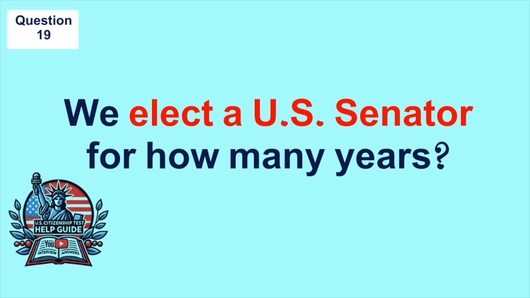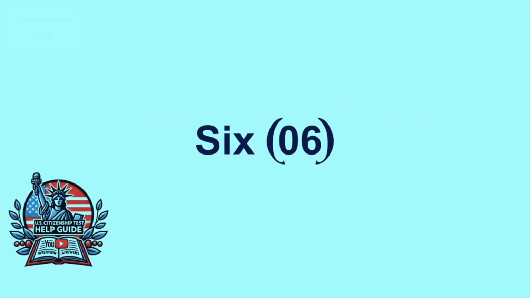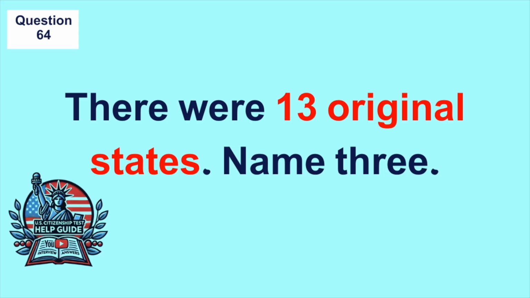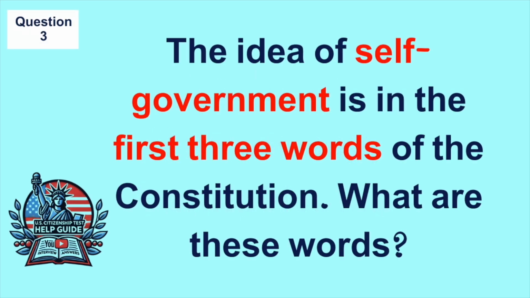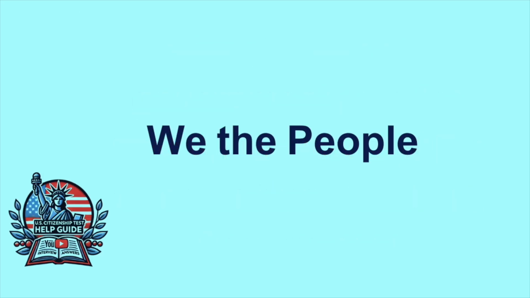We elect a U.S. Senator for how many years? Six. There were 13 original states. Name three. New York, New Jersey, and Pennsylvania. The idea of self-government is in the first three words of the Constitution. What are these words? We the people.